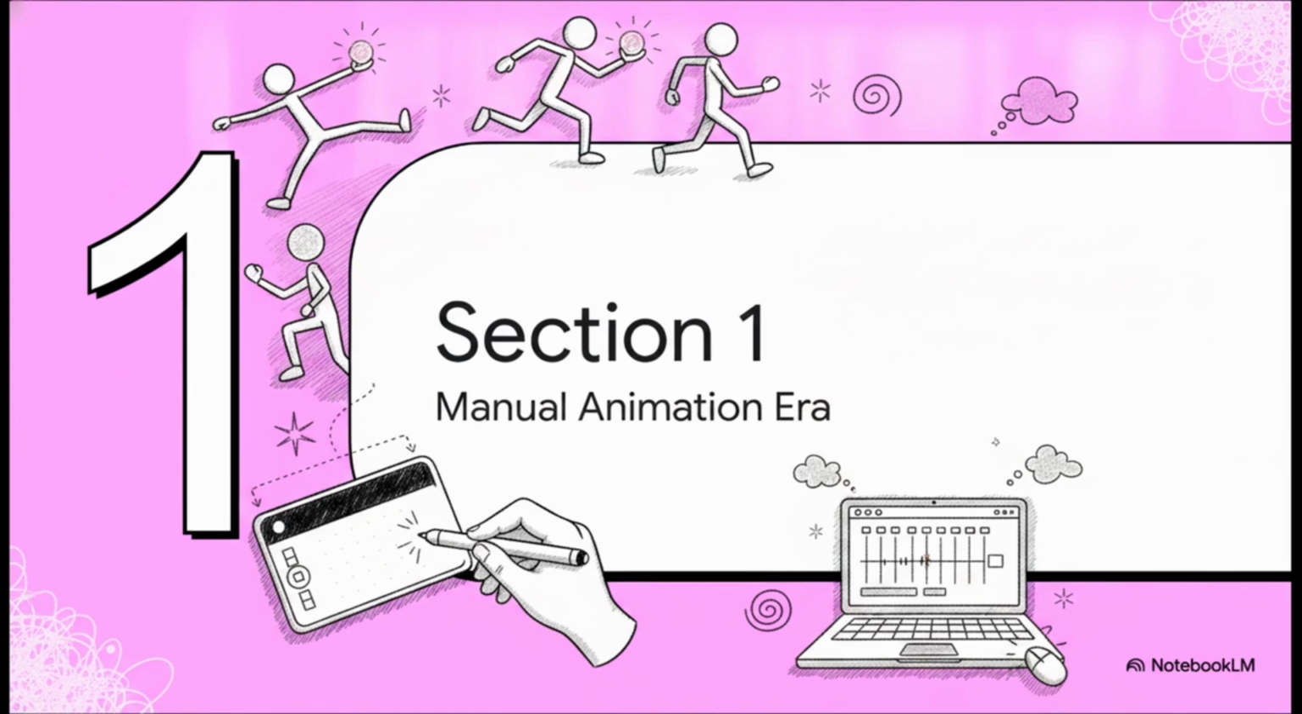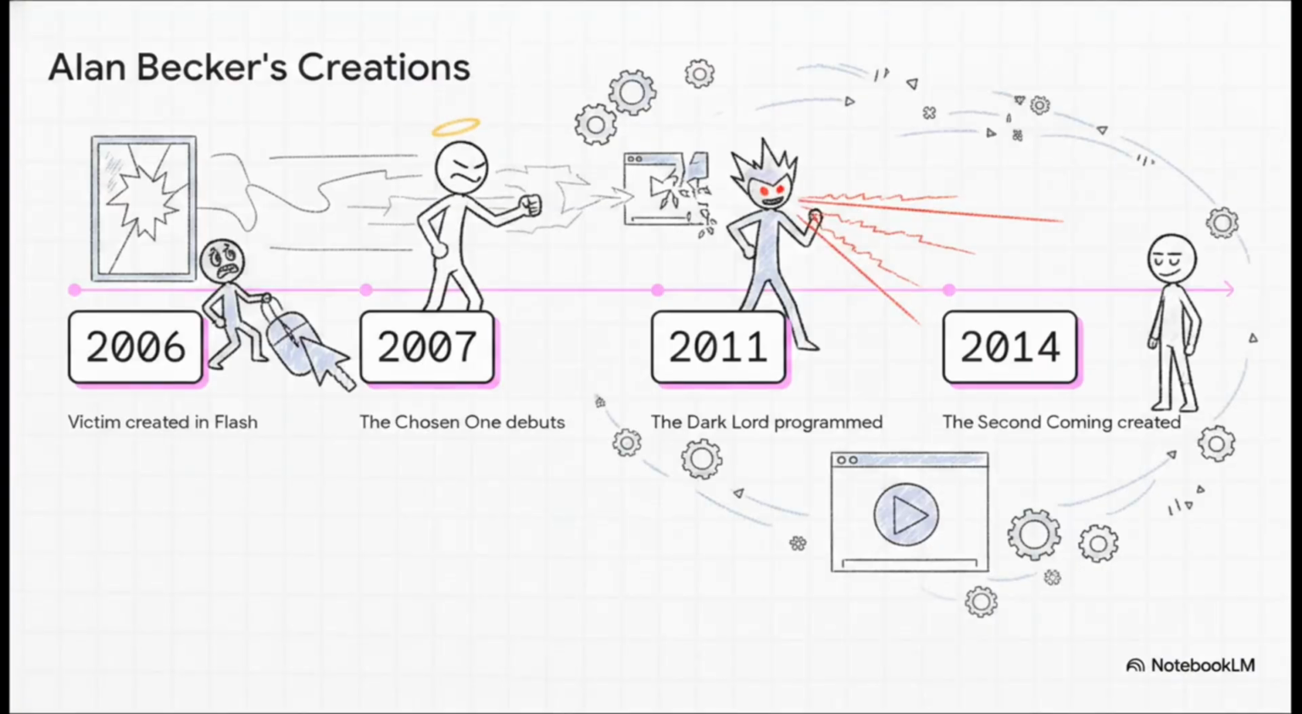So that brings us to Section 1, the manual animation era. Let's look back at how this all started. To really appreciate where we are today, we have to look back at the nostalgic golden age of internet animation, specifically Alan Becker's legendary Animator vs. Animation web series. And this timeline brilliantly illustrates the sheer mind-boggling dedication it used to take.